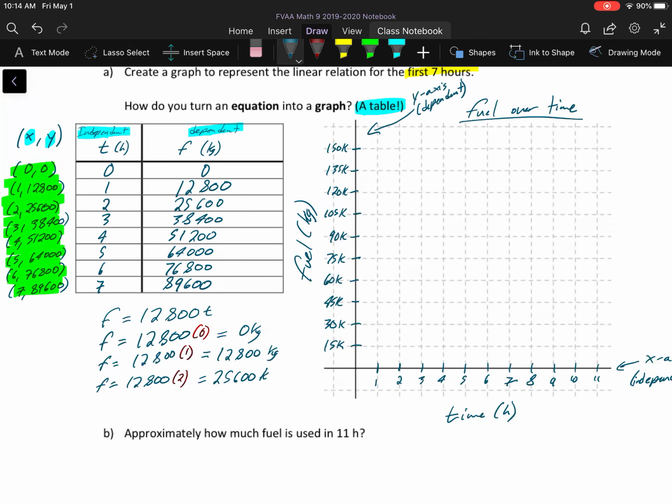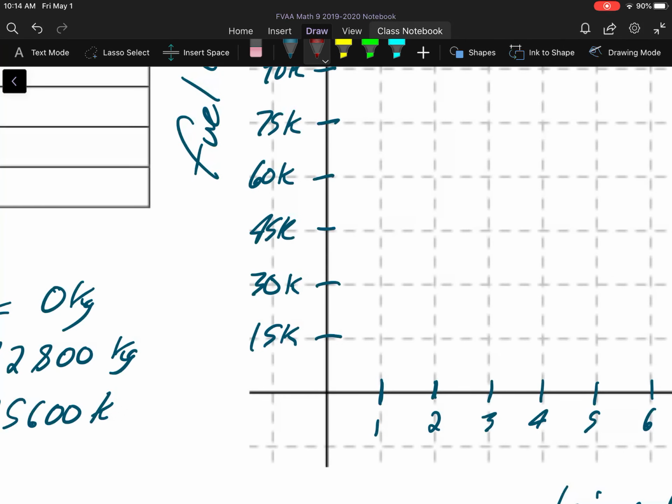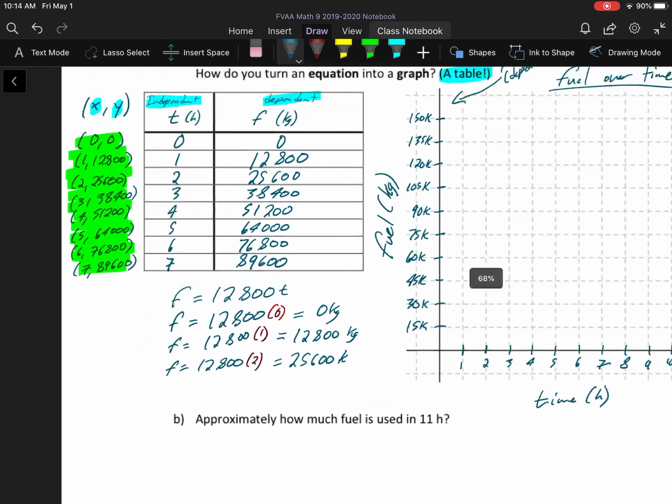Okay, just make sure when you're picking how much you go by, each space is by the same amount. Each of these spaces should represent 15,000 in order for your graph to be correct.